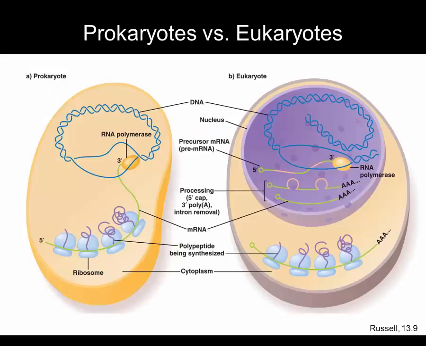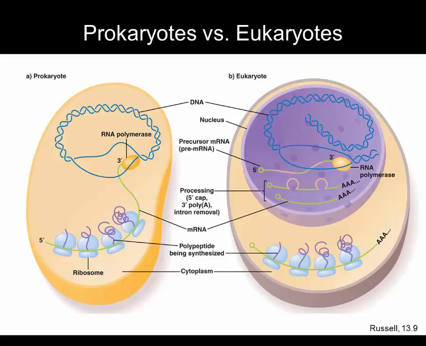Let's close out this lecture by looking at how transcription and translation differ between prokaryotes and eukaryotes. A lot of this we've already gone over, but there are a couple new points to bring up. The biggest difference to remember is that prokaryotes lack a nucleus. Because of this, transcription and translation can occur in the same place.